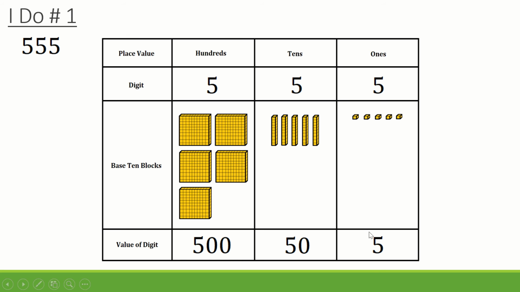Now, if I wanted to, I could place a plus sign between the 500 and the 50 and the 5. And when I do that, I have successfully translated my number from its standard form into its expanded form.